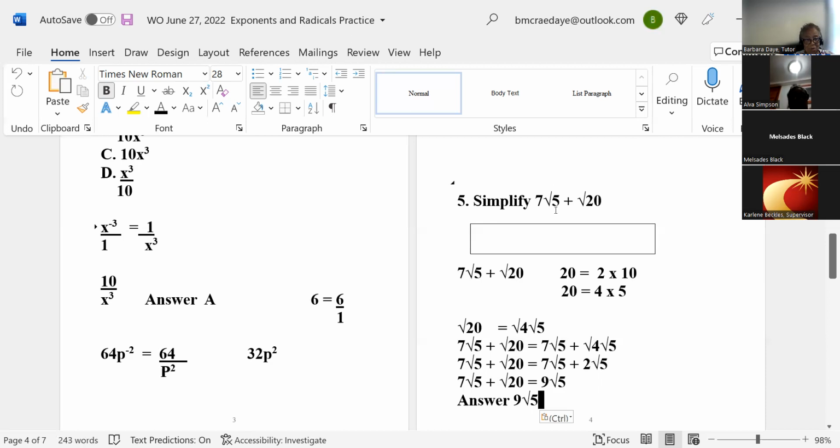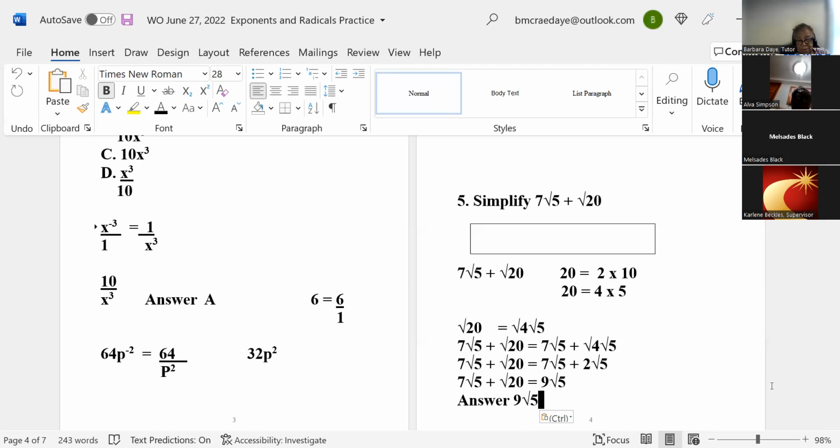That square root of 5. So what can I break square root of 20 into? Square root of 4 and square root of 5. See, right here, square root of 4, nice, neat square root. 4 is a 2. Now, these are coefficients, just like if this was 7x plus 2x, I get 9x, right? 7 times square root of 5 plus 2 times square root of 5 gives me 9 times square root of 5.